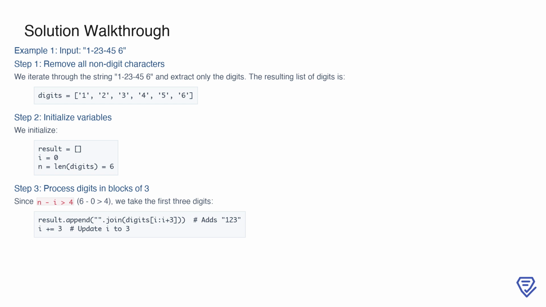Next, we initialize our variables. The variable result will hold the formatted blocks of the phone number, while i is set to 0 to track our current position in the list. The length of the digits list, n, is calculated as 6.